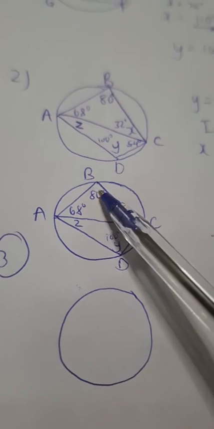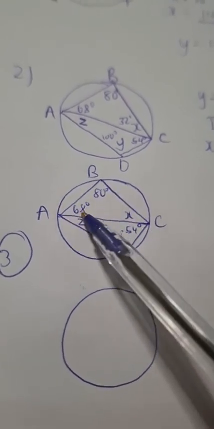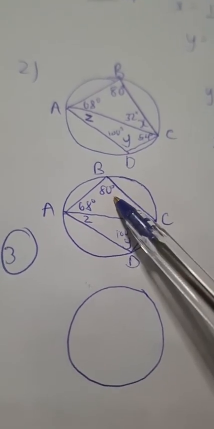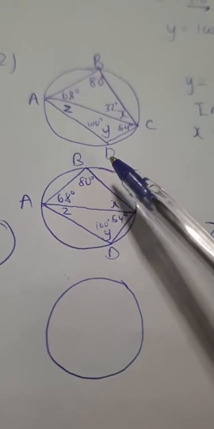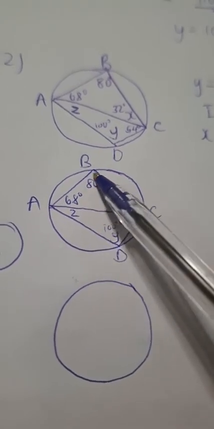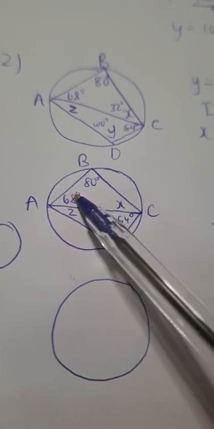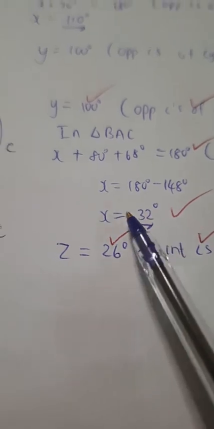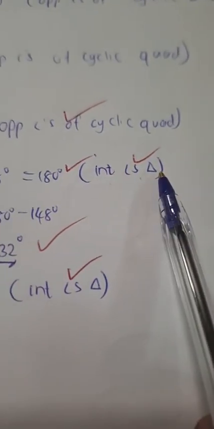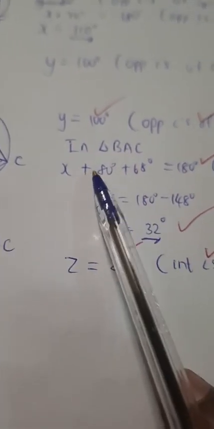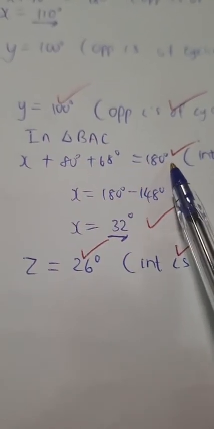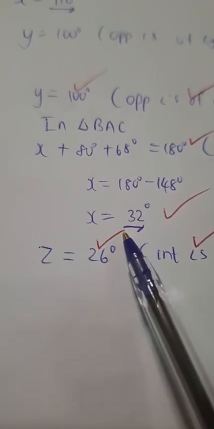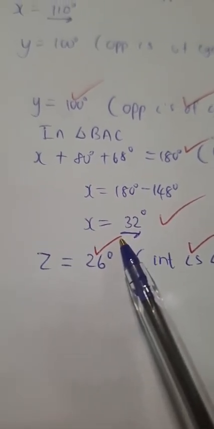Or you could just write the answer. In your calculator, you say 80 plus 68. You know it's 148. Then you subtract 148 from 180 and you get 32 degrees. So you could have said x is equal to 32 degrees and written the reason. Or you could go the long route: give the statement equal to 180, then you solve, and you get x is 32 degrees. Either way, it would have been okay.